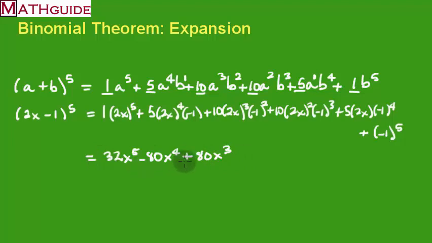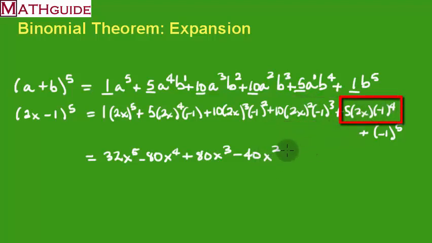Okay, if you haven't already noticed, it's going to alternate positive, negative, positive, negative. See, because I have a negative number to the 3rd power, that's negative 1. 2 squared is 4. 4 times 10 is 40. And I'm going to take x and square it.